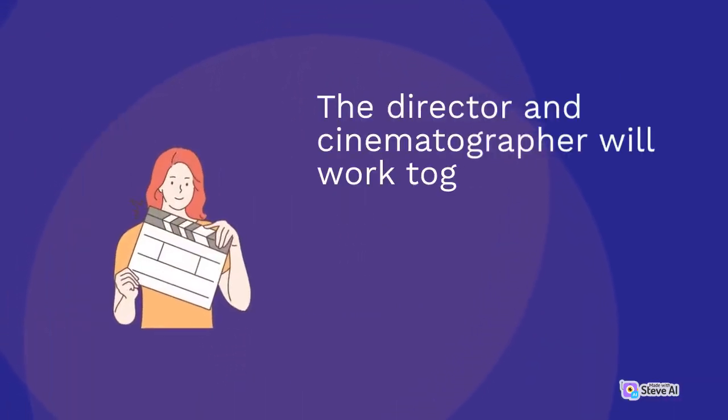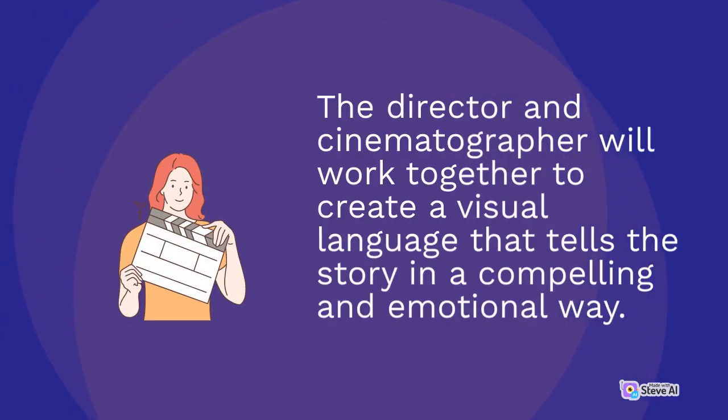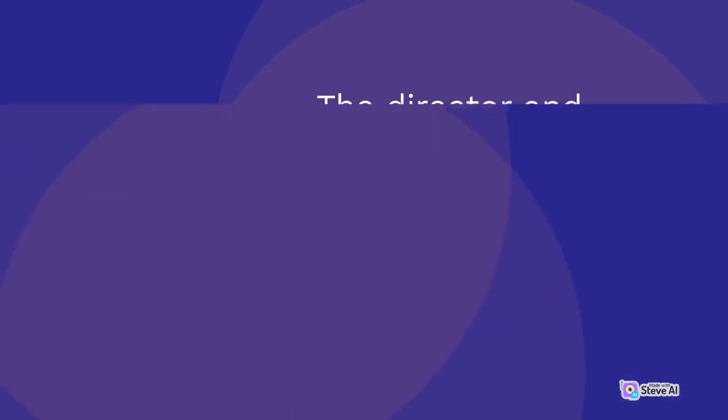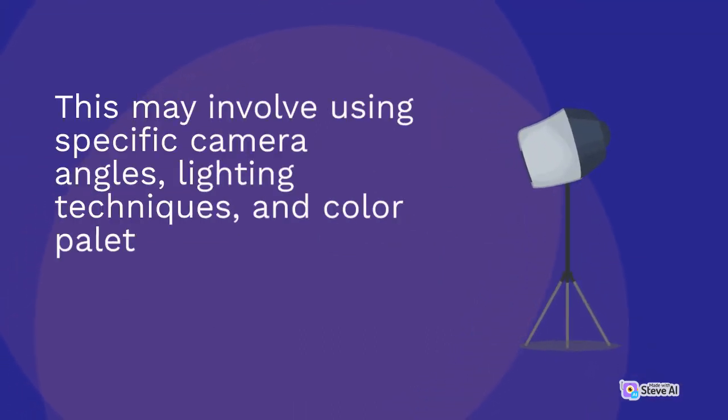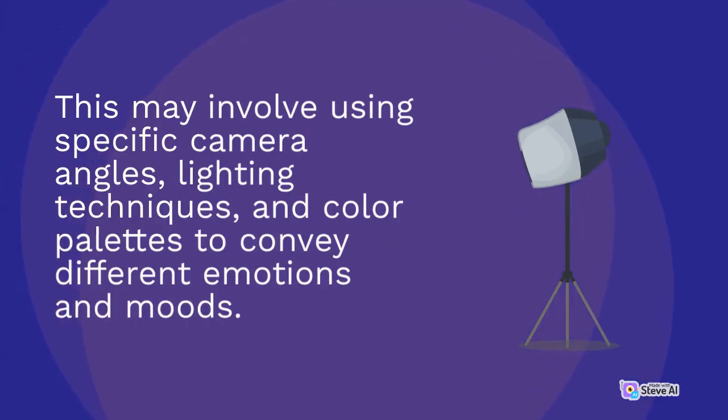The director and cinematographer will work together to create a visual language that tells the story in a compelling and emotional way. This may involve using specific camera angles, lighting techniques, and color palettes to convey different emotions and moods.